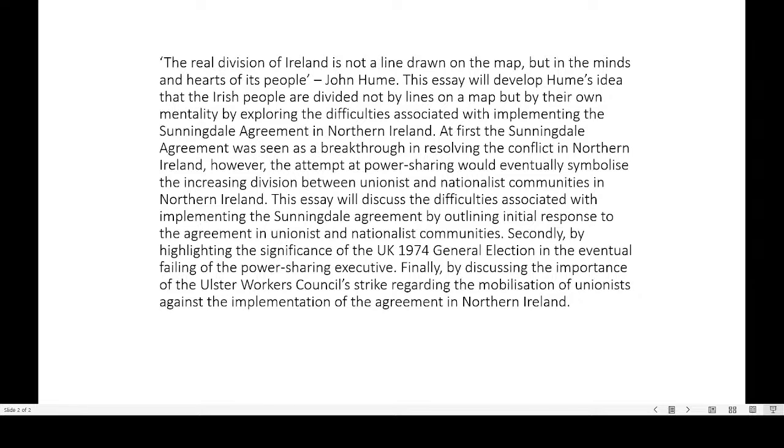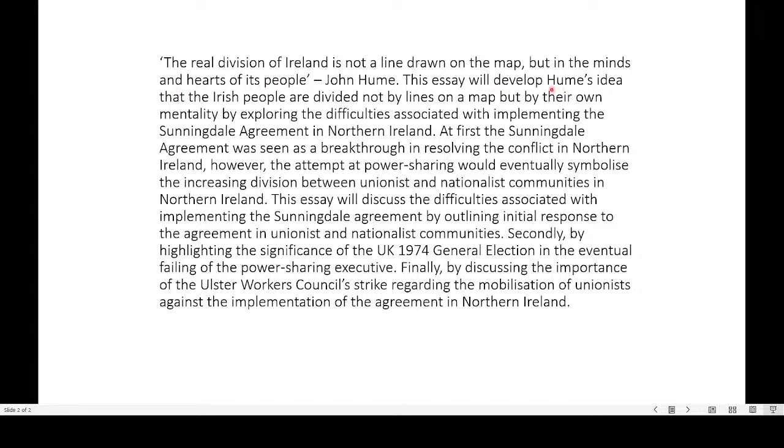What I'm going to do here is start this with a quote to help demonstrate evidence of outside reading, push my OE mark up. So the real division of Ireland is not a line drawn on the map, but in the minds and hearts of its people. John Hume.